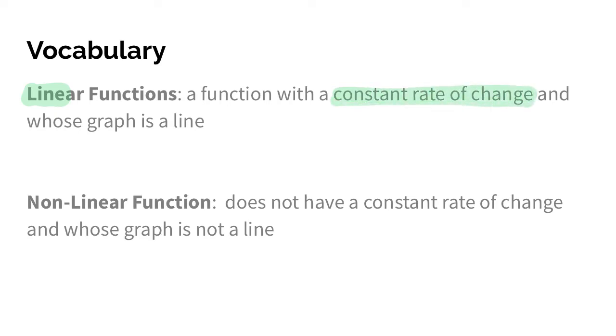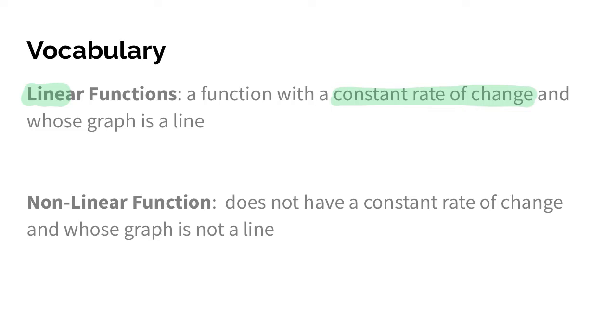Constant rate of change means that the values are going to go up or down by the same amount every time. Because of that, when you graph it, it's going to form a straight line, whether going upward or downward. Compared to that, a nonlinear function will not have a constant rate of change, and therefore when you graph it, it will form some sort of curve.